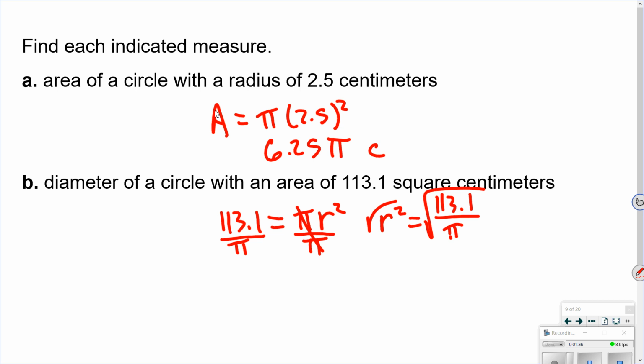That's the exact answer, but if you want to get the approximate, plug that in a calculator. It's the square root of 113.1 divided by pi, and it comes out to be approximately 6. Not exactly, but approximately 6 is what it works out to be. And that would be labeled in centimeters. Oh, up here, I'm sorry. The area too should be square centimeters, right? We're talking about area now. The area is two-dimensional, so we measure it in square units.